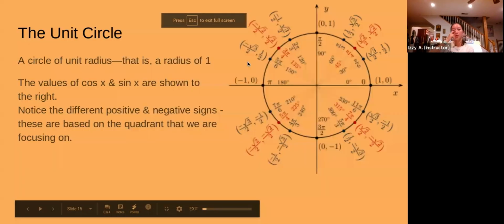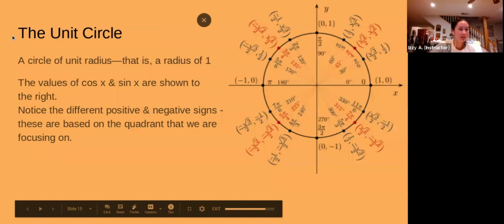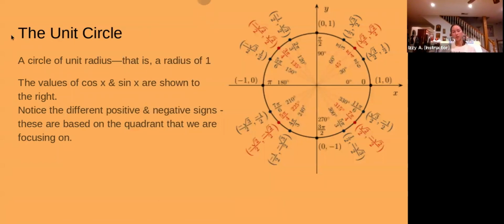Okay, so we're going to keep expanding on the concepts that we were talking about earlier with the unit circle. Again, the unit circle is a circle of unit radius, that is, a radius of 1. And the values of cosine x and sine x are shown to the right. Notice the different positive and negative signs, and these are based on the quadrant that we are focusing on. These values that you see all around, you will have to memorize.